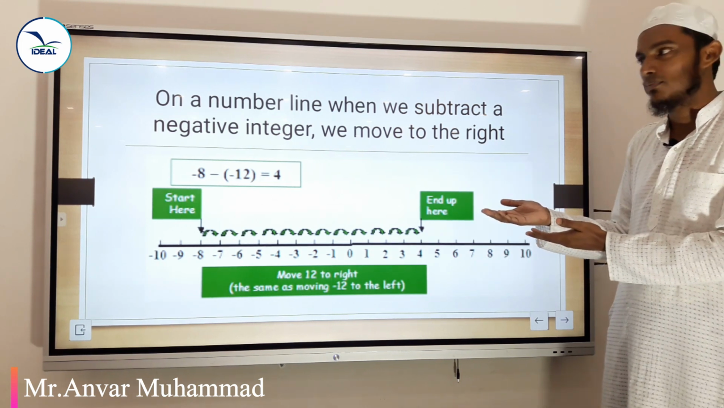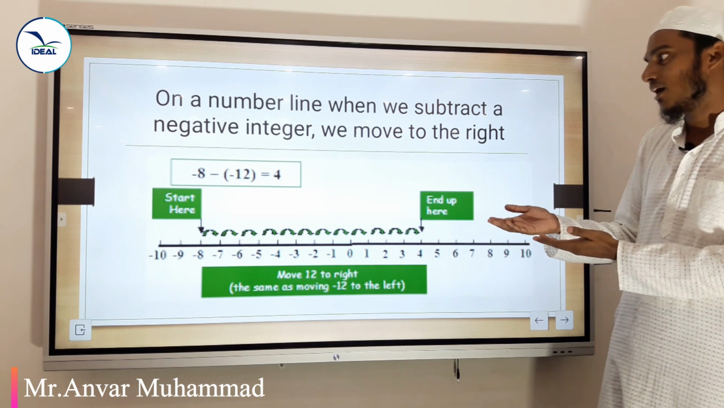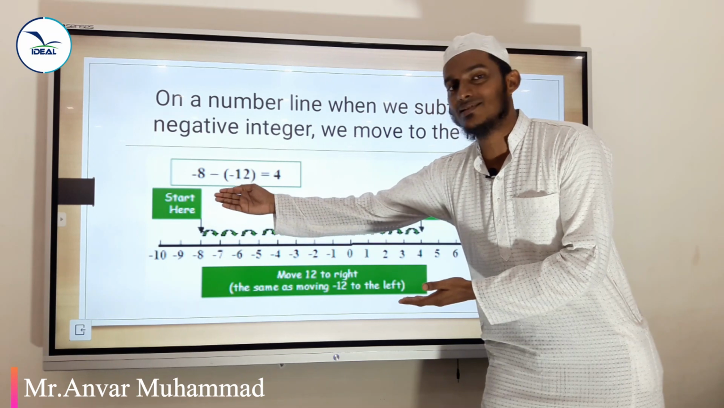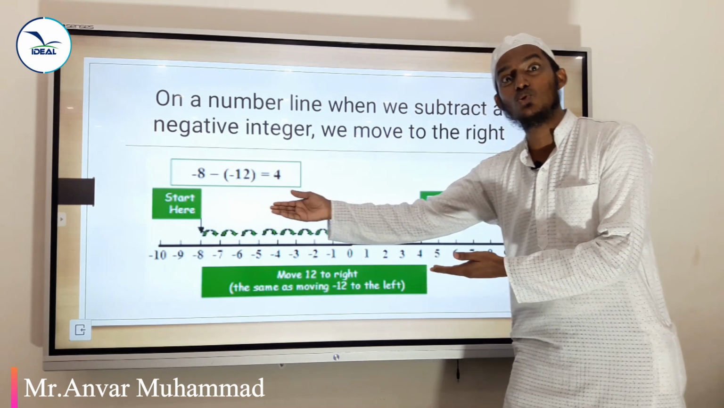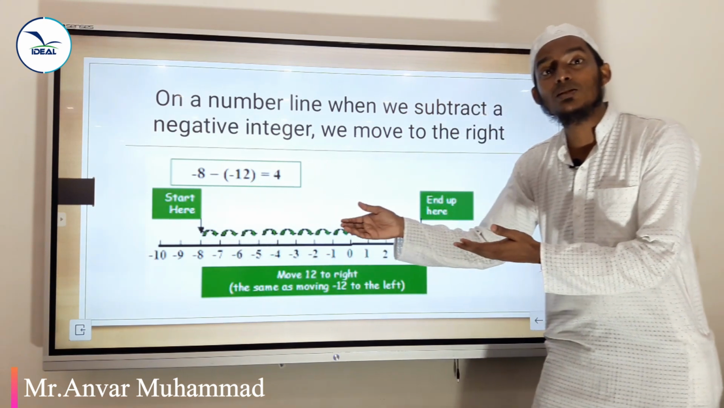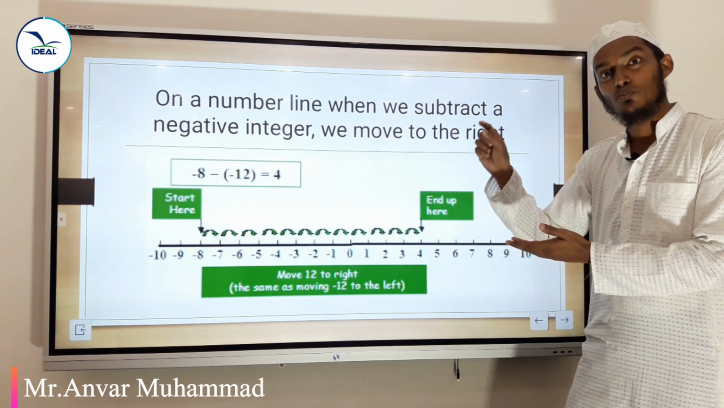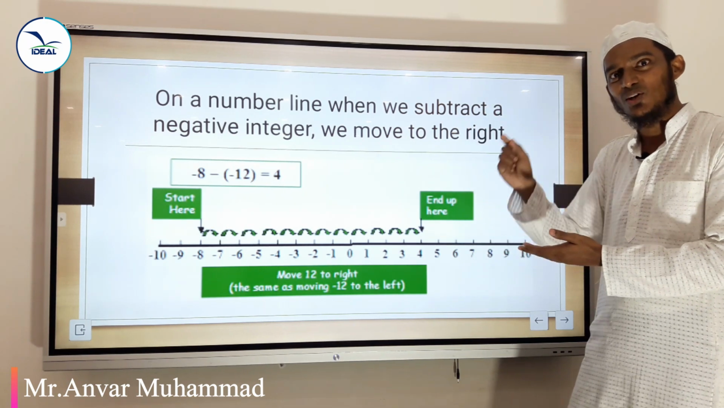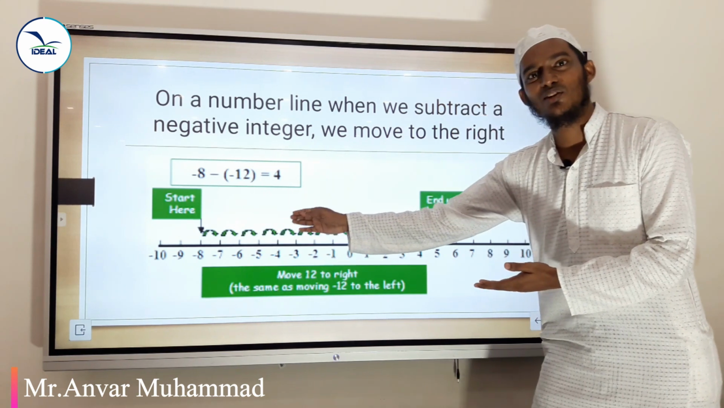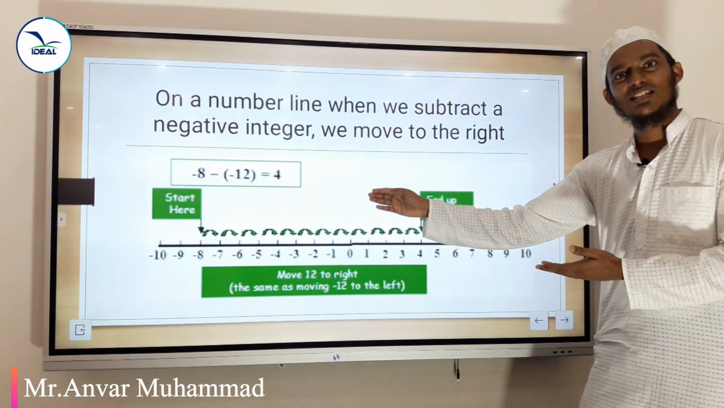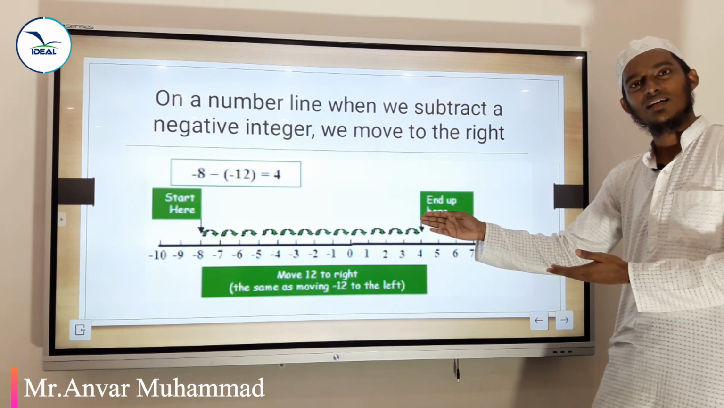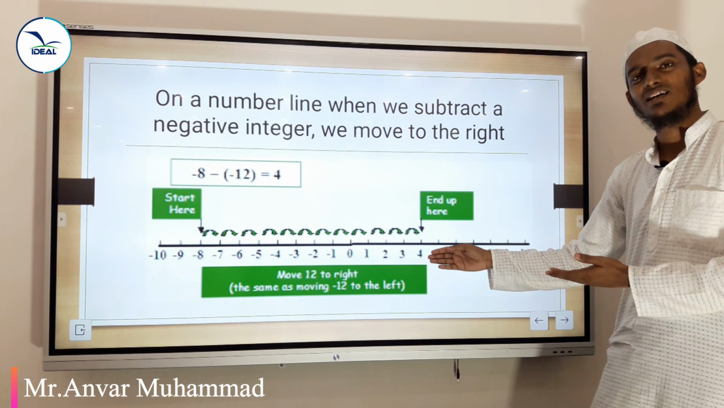Okay, so let's see with an example what happens. We are at minus 8 here, and when we subtract a negative integer, we should move to the right. It's very important. So here, how many places should we move to the right? We should move 12 places to the right. You got the point? So 1, 2, 3, 4, 5, 6, 7, 8, 9, 10, 11 and 12. So we are at 4 now.